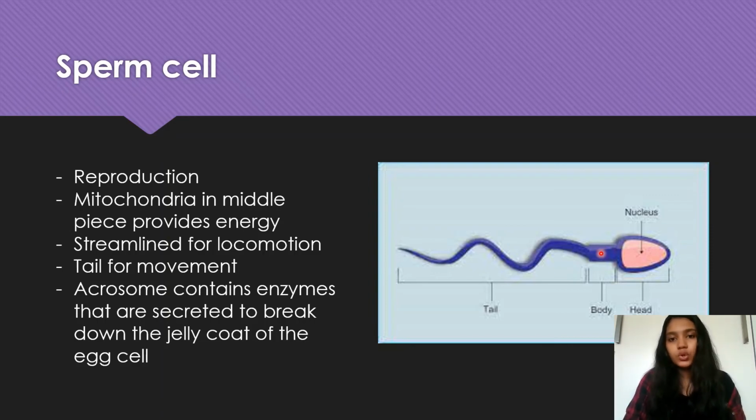It moves on its own with the help of its tail or flagella that beats to and fro for locomotion. It's streamlined in shape, as you can see, to make it more dynamic to move. It's got a head which has an acrosome, and it contains enzymes that are secreted that break down the jelly coat of an egg cell before fertilization takes place to penetrate the egg cell. You will learn about this in reproduction, but you just need to know the basic function and how it is specialized.